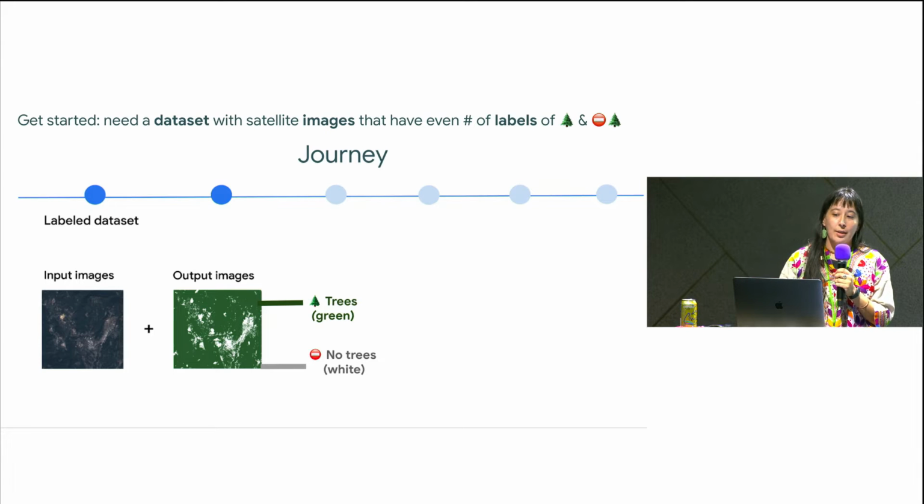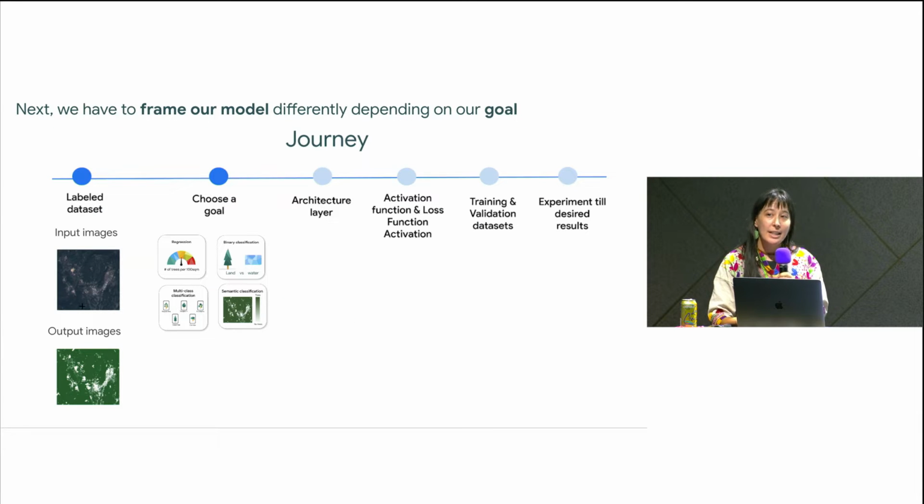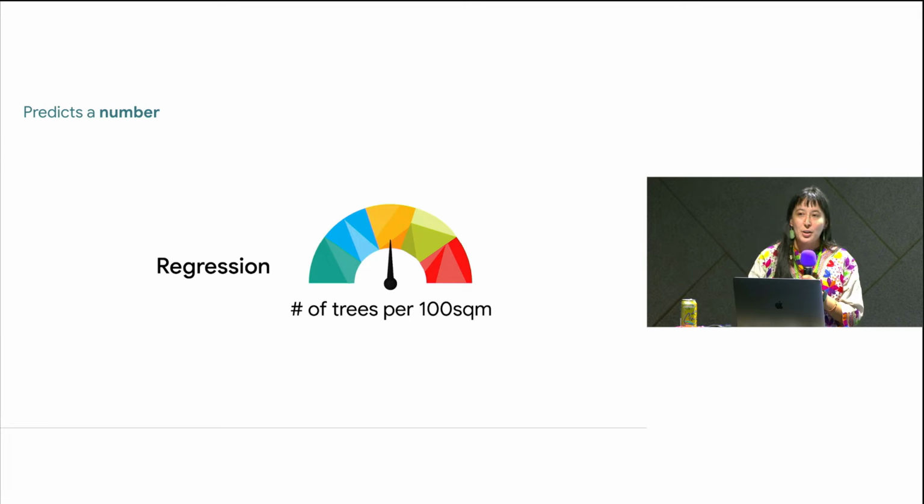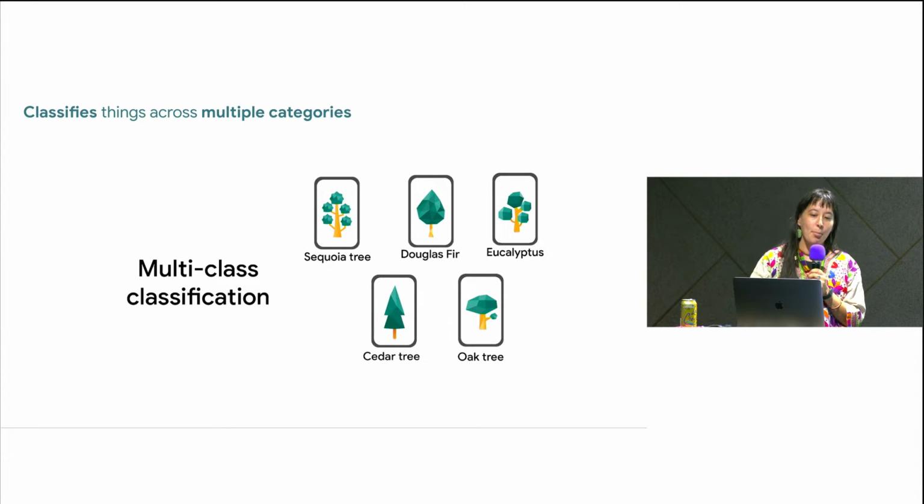To get started with building a model, we need a data set that includes satellite images with an even amount of labels marking where there are trees and where there aren't. The next thing is we need to be really clear on what our goal is. There are a few common goals. Regression predicts a number. Binary classification makes a prediction between two categories. Multi-class classification helps you classify things across multiple categories.